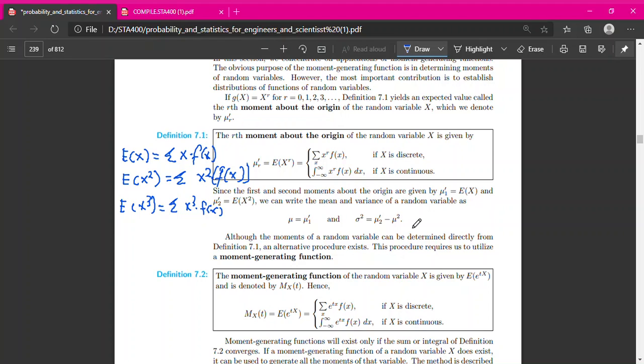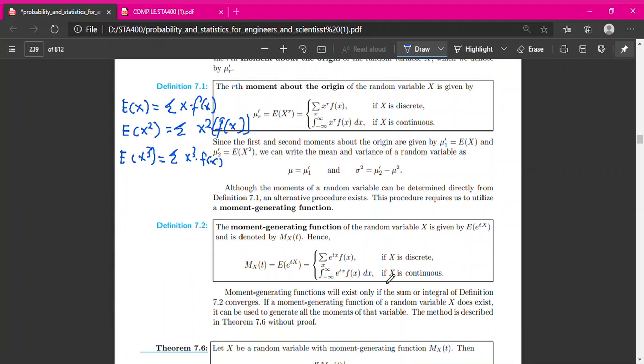If we have the MGF function, we can find the moment about the origin by differentiating the moment generating function. So we need to know how to find the moment generating function. Ianya konsepnya adalah expected of e power of tX. Notationnya adalah M_X(t), which is expected of e^(tX), means that you need to multiply each of the function with e^(tX).